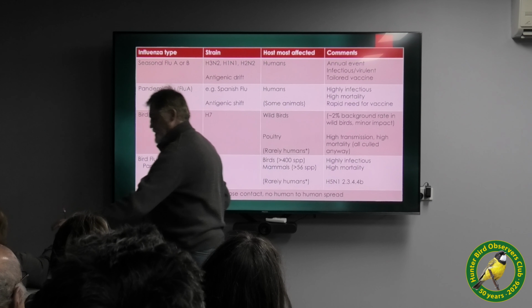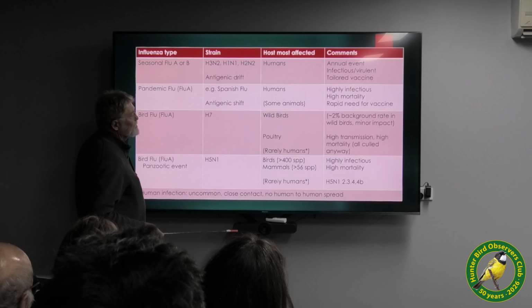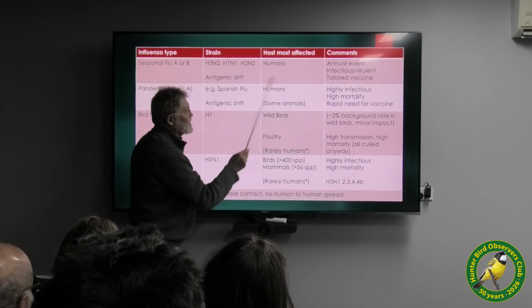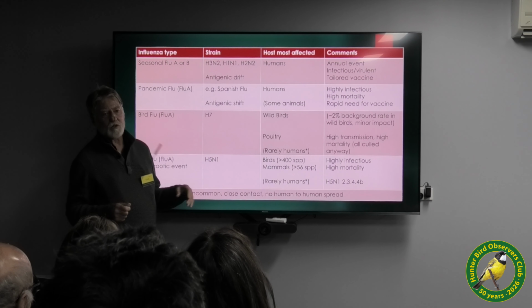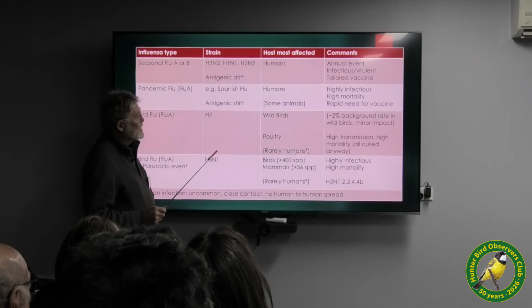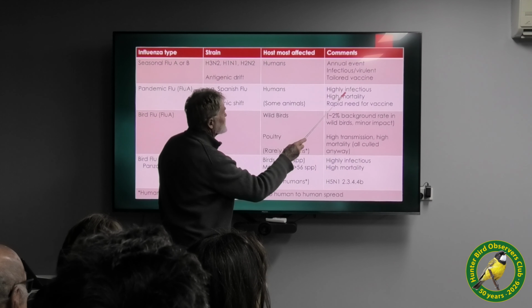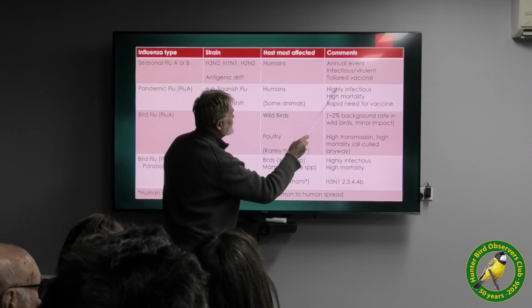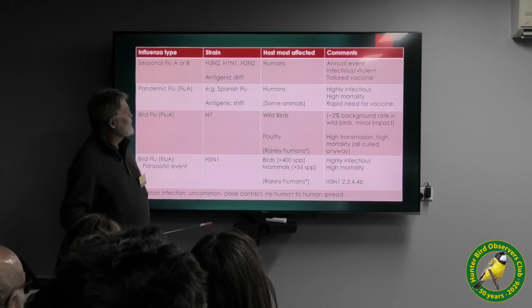The pandemic flu, flu A, always flu A, like Spanish flu, is when you get an antigenic shift. It affects humans, and is highly infectious because none of us have seen this virus before, so it becomes more effective at being infectious. High mortality, rapid need for a vaccine. The vaccine takes months, say 4 to 6 months.